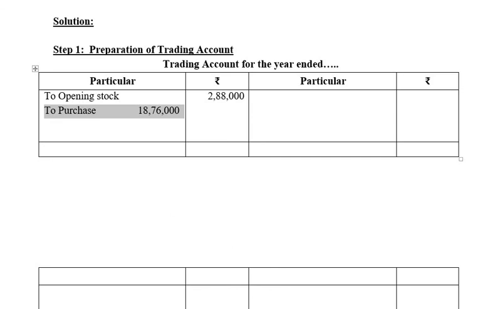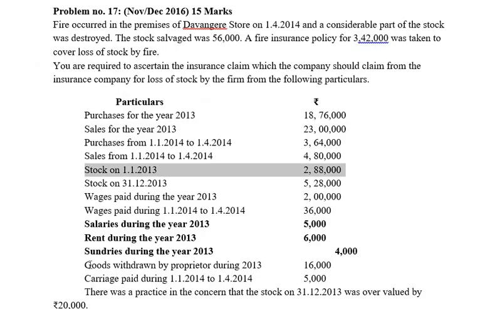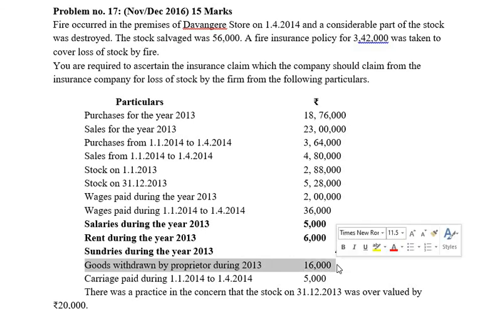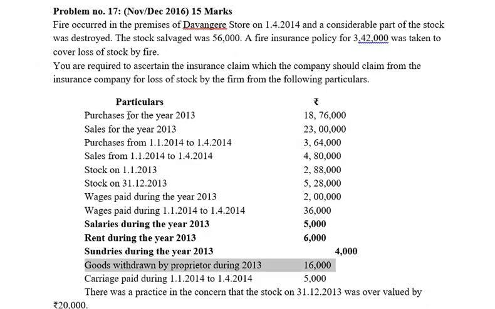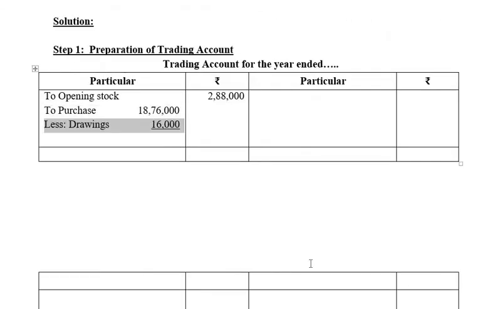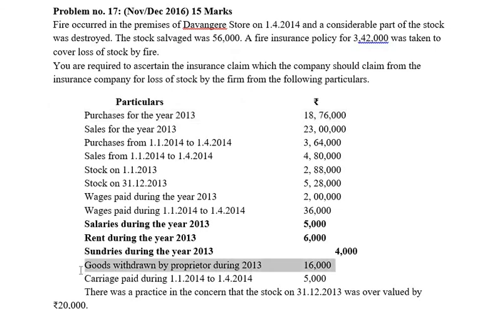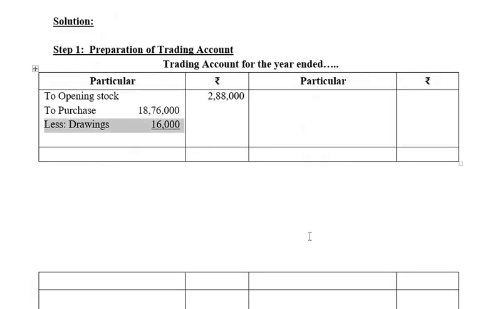The reason I took the inner column is that there is an adjustment: goods withdrawn by the proprietor during 2013. Goods withdrawn by the proprietor is what we call drawing. The drawing should be deducted from the purchases. So the purchases of 18,76,000 are taken in the inner column. Less drawings of rupees 16,000. How much are the drawings? Drawings are 16,000 rupees, which we deduct. After deducting, we get 18,60,000 rupees in the outer column.